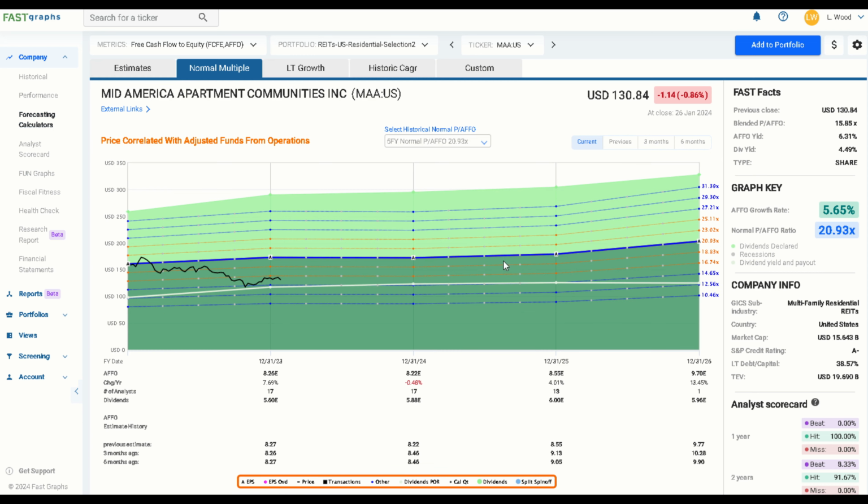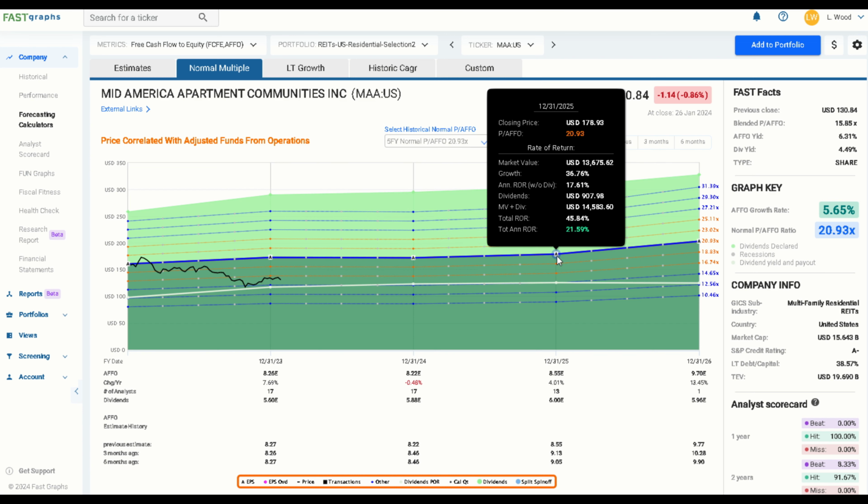Forecasting calculators. Normal price to AFFO ratio of about 21 seems reasonable. So if we look at this, there's been a reasonable decrease in the analyst estimates for AFFO in 24 and 25. 2024 looks like it's going to be more or less flat in terms of AFFO, with a small increase here of 4% in 2025.